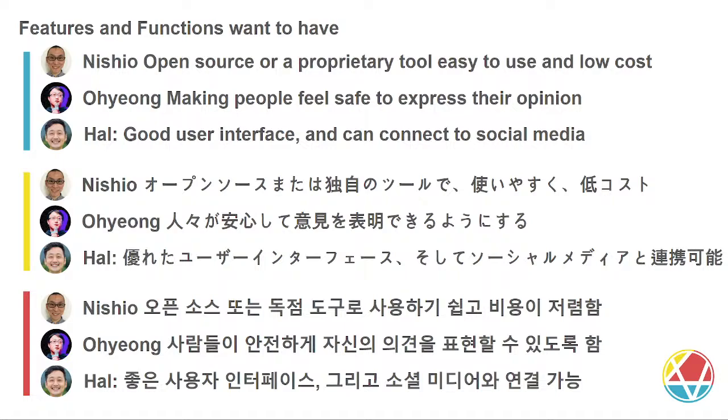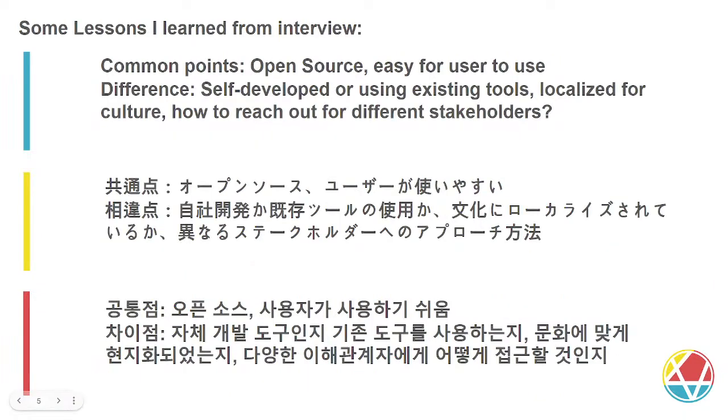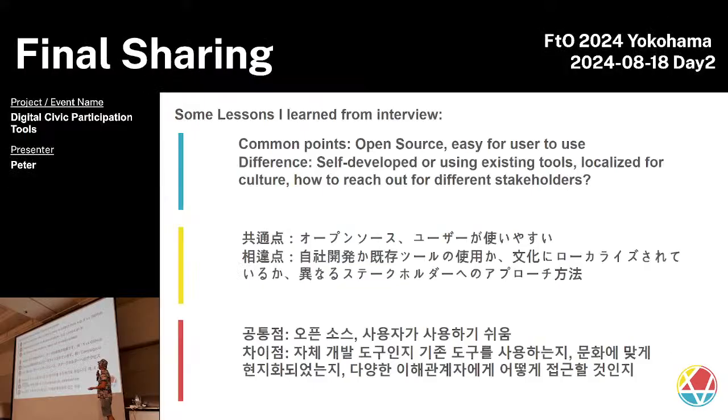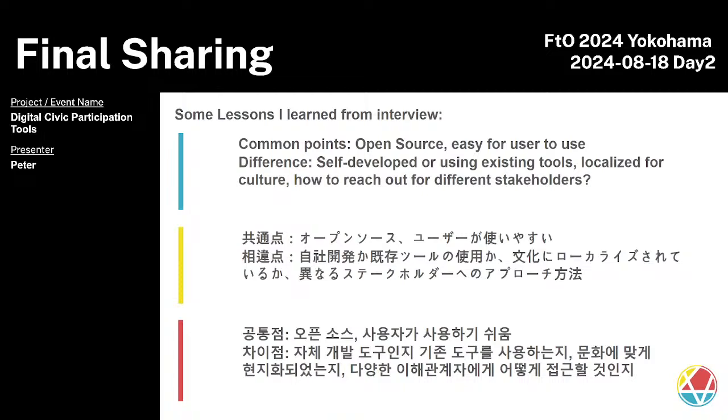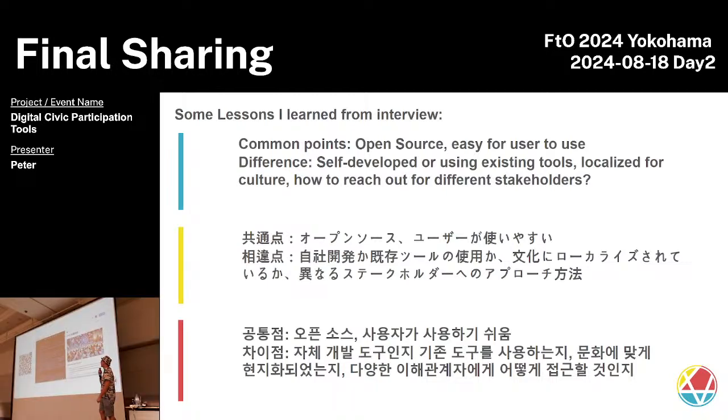Some lessons I learned: a common point is that open source is something a lot of people care about, which is the same as in Taiwan. However, there are some differences, like whether to develop our own tools or use existing tools, and how to reach different stakeholders is very important. If you want to know more, you can scan the QR code. You can also participate in the discussion by adding your notes to the co-editing notes on this collaborative notes page. Thank you.